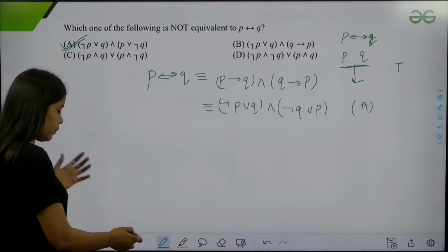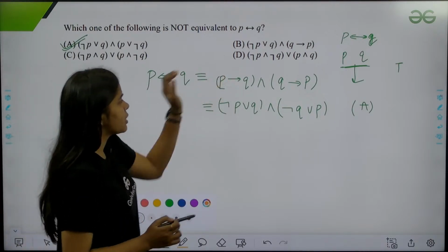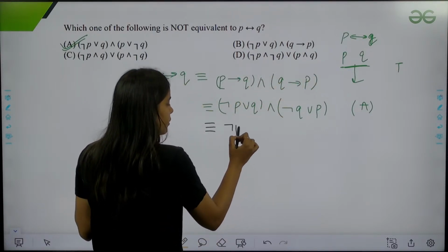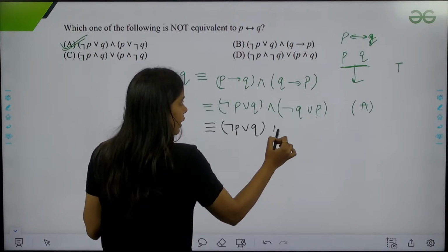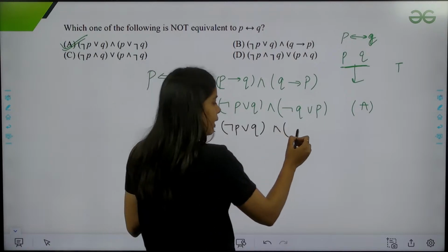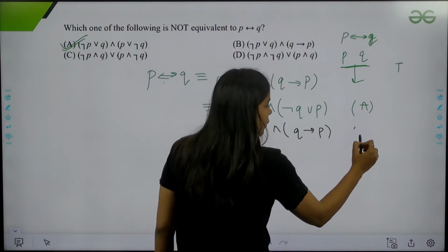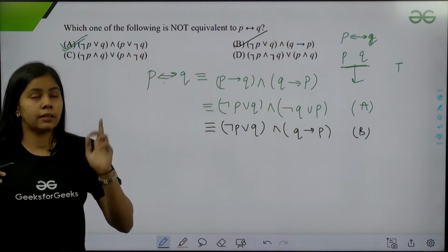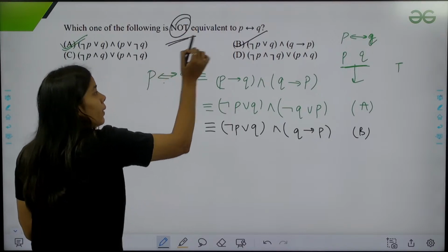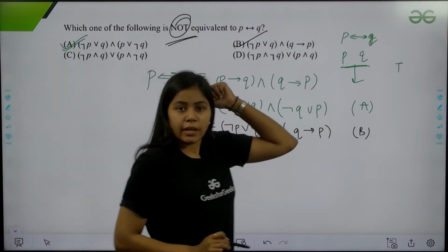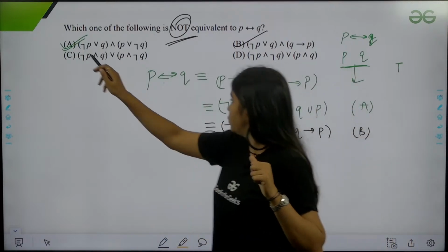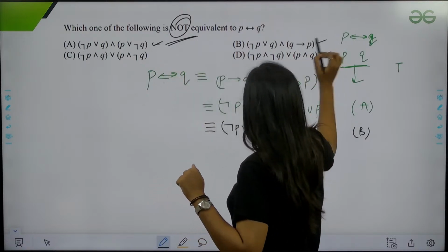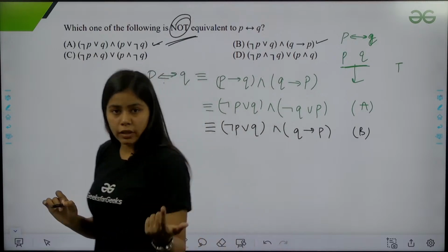Let's come back to option B. What is option B here? Negation P or Q and Q implication P. So can I write it as negation P or Q? And I know that by implication again, I can write this as Q implication P, which is my option B. So here option B is also correct, right? But just remember guys, we have to tell which is not equivalent. Not equivalent. That means these are equivalent, I have to check which is not equivalent, right?